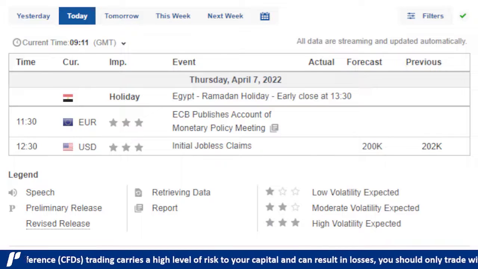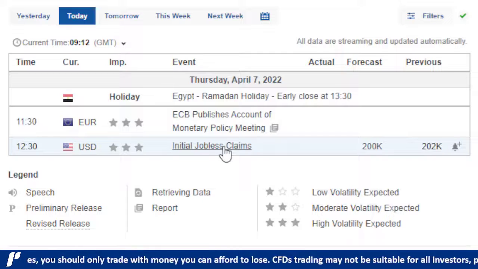By having a look at the economic agenda for today, Thursday, the 7th of April, basically we have two things that we will need to look at. Number one is the initial jobless claims, which is a weekly number announced every Thursday, and it's today. And we also have the ECB publishing of the account of the monetary policy meeting, the meeting minutes for the last ECB meeting.